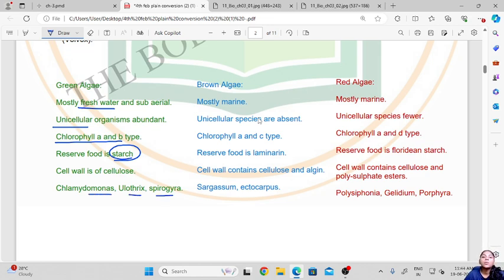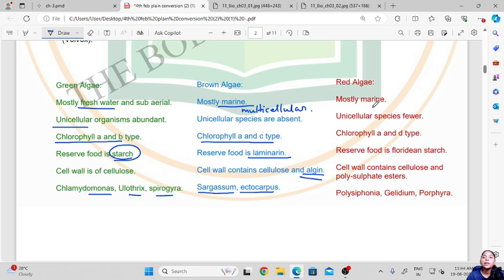Then coming to brown algae, these are mostly marine organisms. The unicellular species are absent in this, so they are mostly multicellular. Then the chlorophyll type present in these is A and C. Their reserve food is called laminarin. The cell wall contains cellulose plus algin and examples are Sargassum and Ectocarpus.